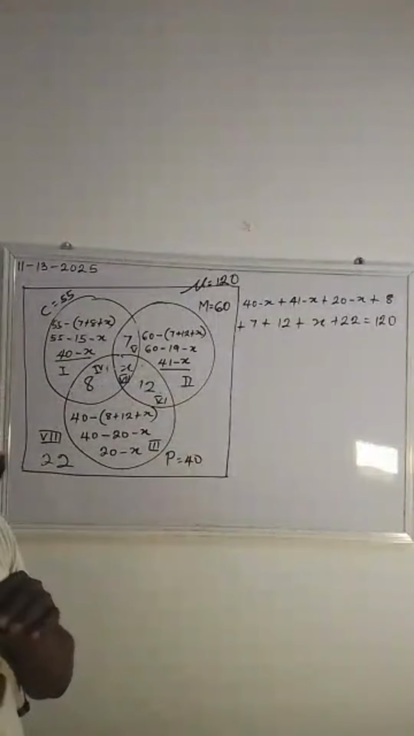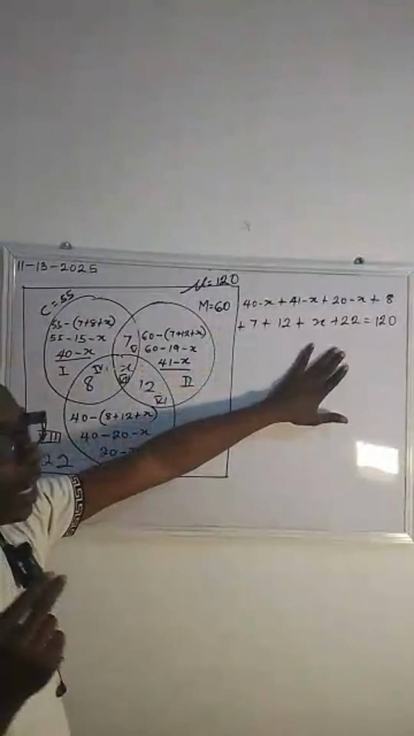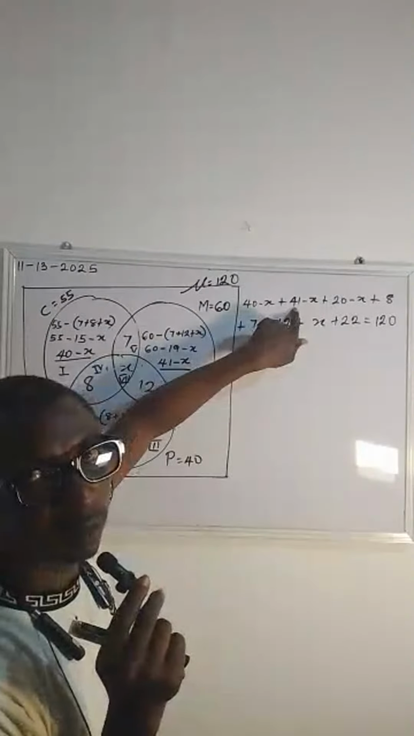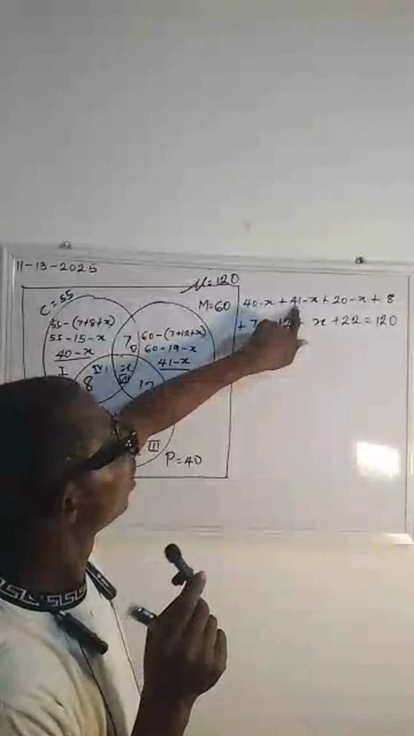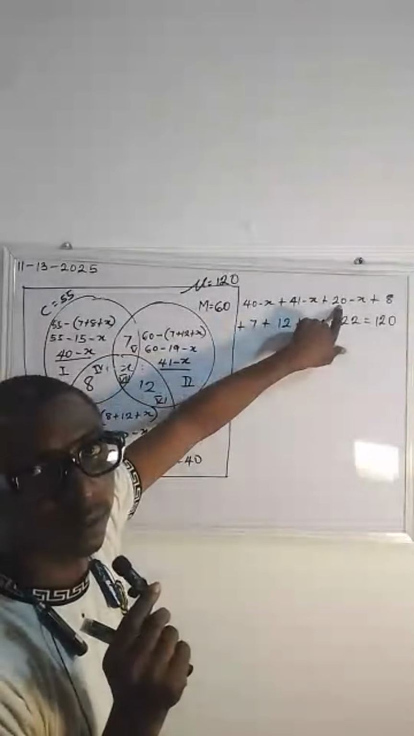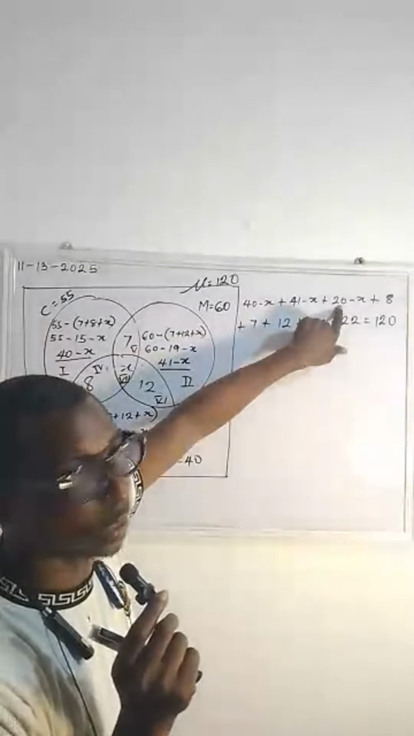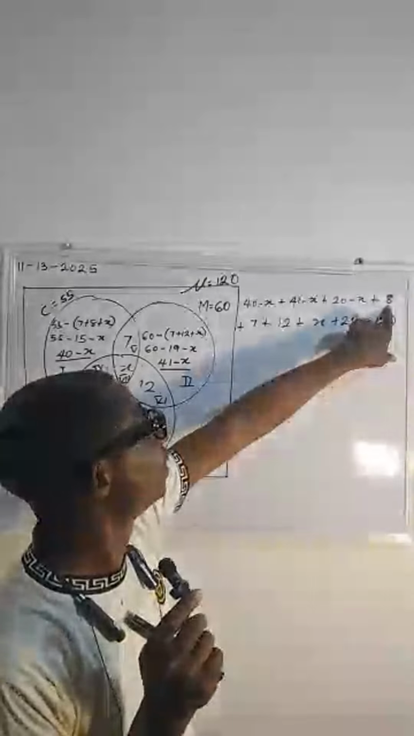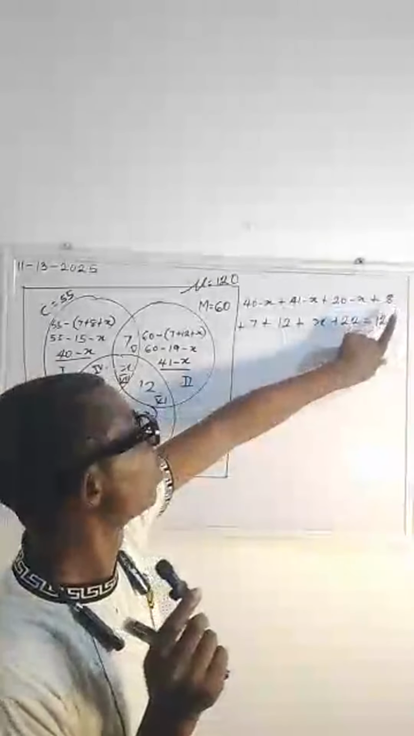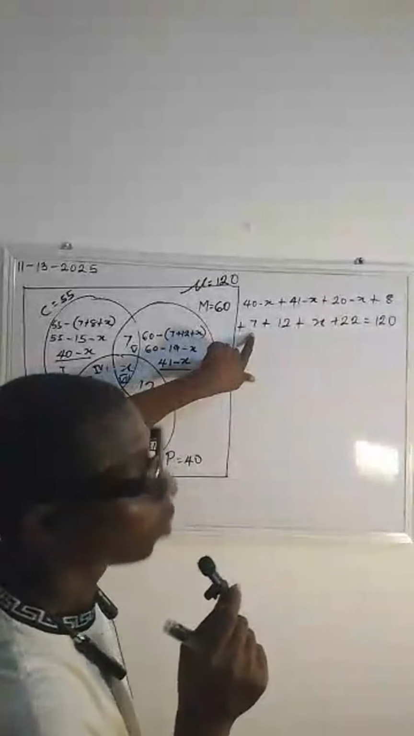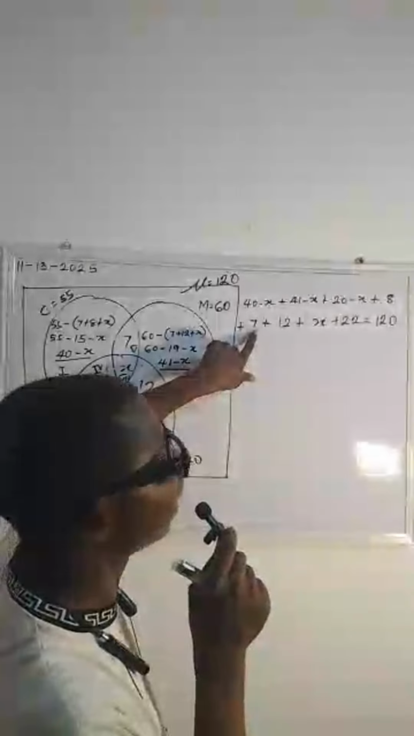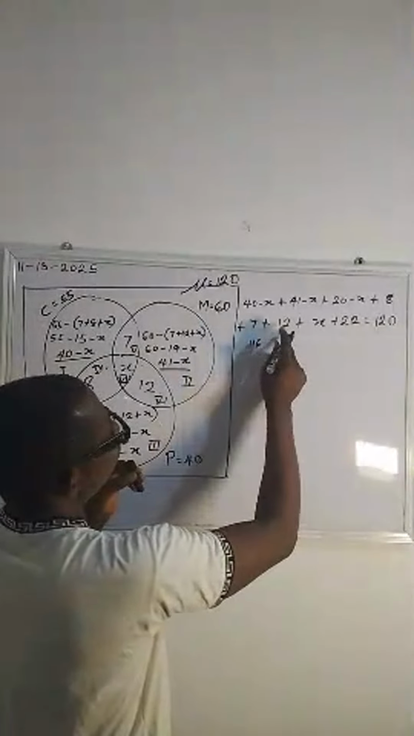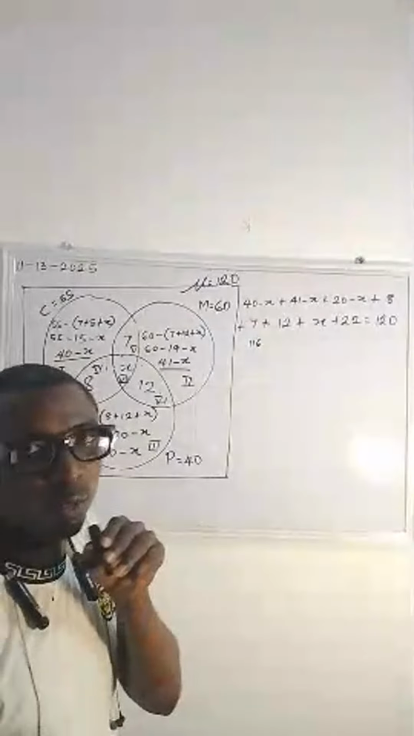Okay, so now let's find a way of adding all the numbers we have here. When you add 40 and 41 together, you have what? 81. So 81 plus 20, that is 101. Plus 8, that is 109. So plus 7, that is 116. So plus 12, that's 128.